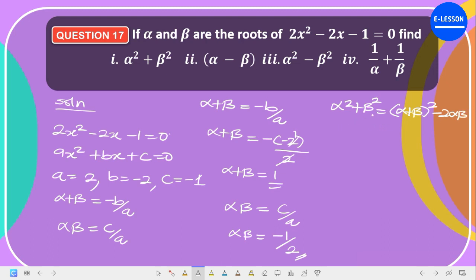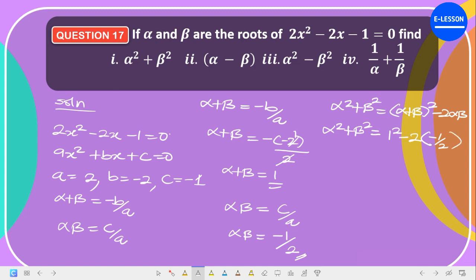So wherever you see alpha squared plus beta squared, what are you expected to put? Alpha plus beta squared minus 2 alpha beta. That is the expression for alpha squared plus beta squared. Like I said, each of these ones given are written in such a way that alpha plus beta and alpha beta are embedded in them. So our alpha squared plus beta squared now, we have the value of alpha plus beta as calculated here. We said our alpha plus beta is 1, so we have 1 squared minus 2 bracket, what is our alpha beta? Our alpha beta is minus half.